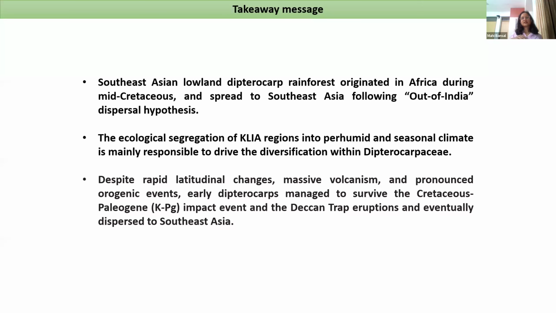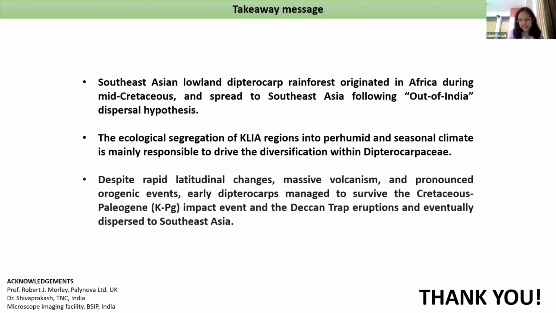Here, the major driving force for the evolution and diversification of Dipterocarpaceae was the ecological segregation of the KLIA regions into perhumid and seasonal climates, which provided favorable climatic circumstances for the easy dispersal of Dipterocarpaceae. We should also note that dispersal events could only take place when two land masses were geologically aligned within the same climatic zone. So this is all I have to say today.